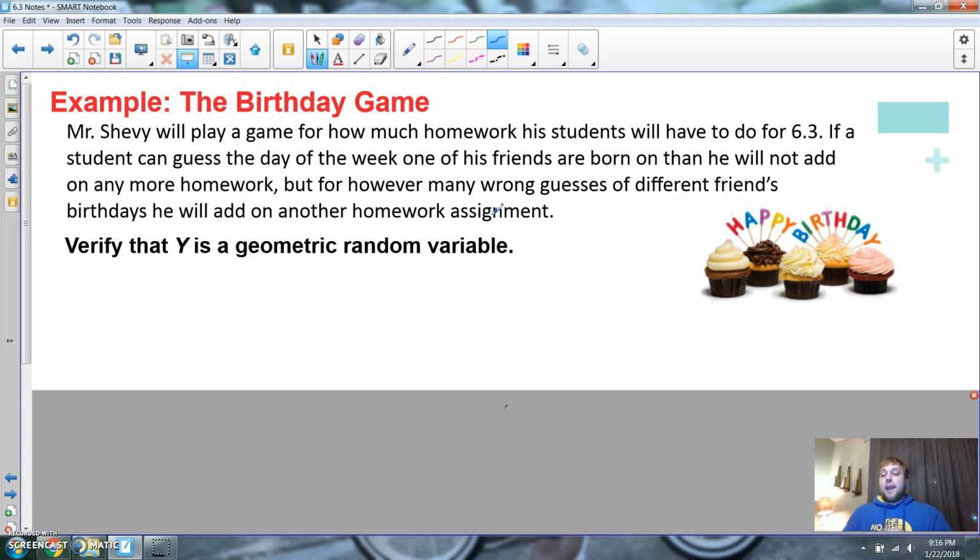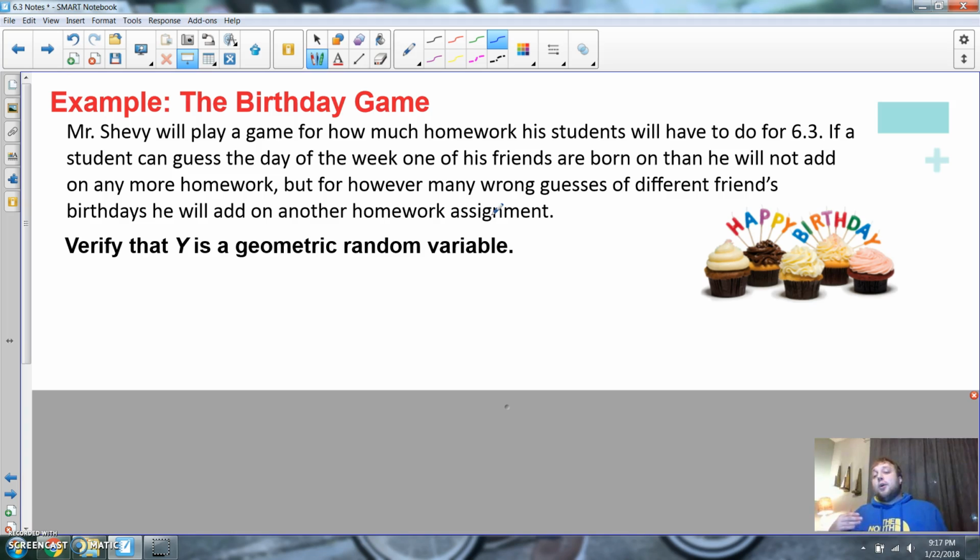Now, if you guess it right, no more homework. No homework. But if you guess it wrong, everybody's got to do one problem. All right? Does that make sense? So then maybe the second time. So you didn't get Jonathan's birthday right?